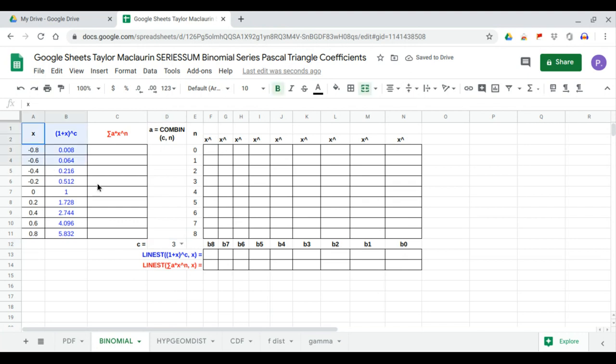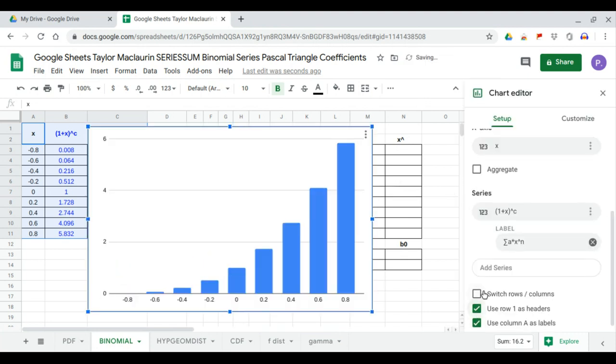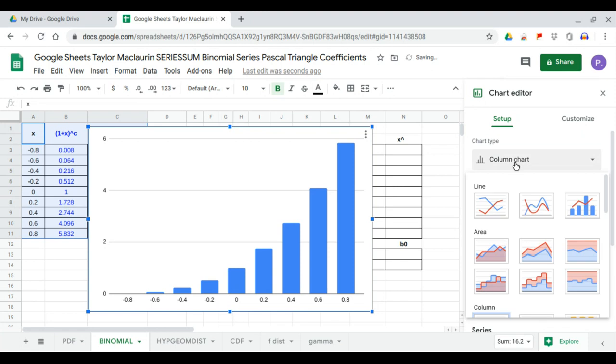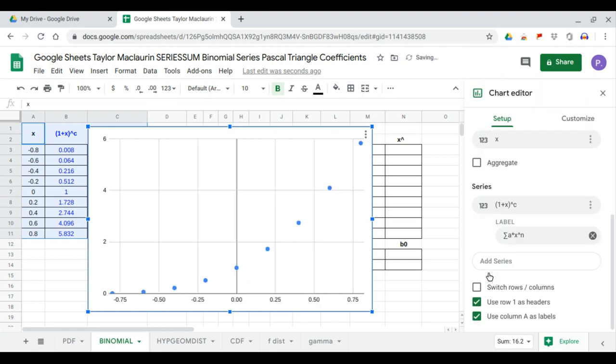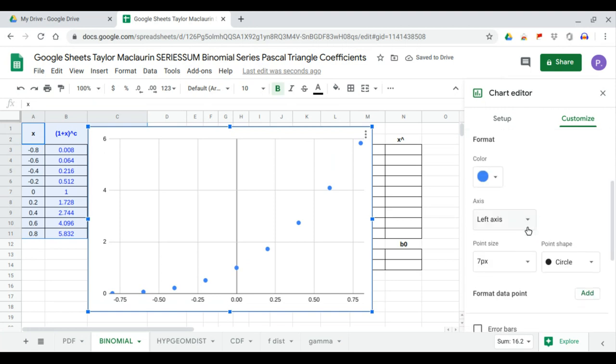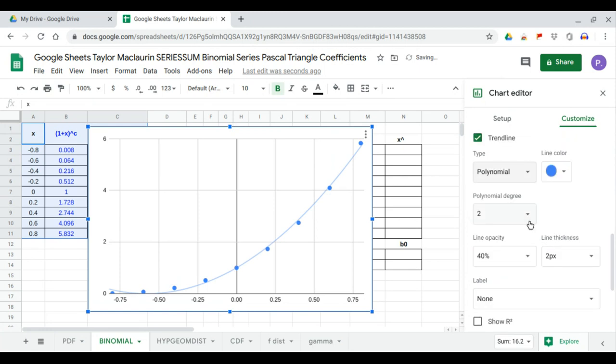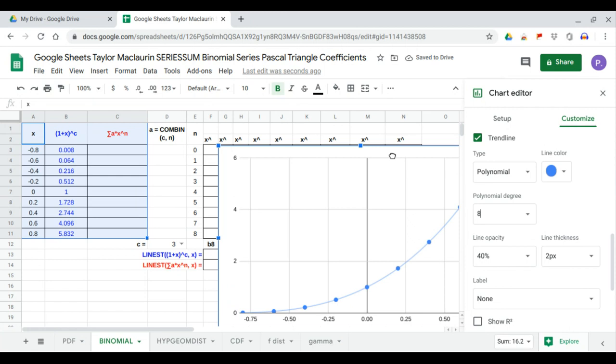So we'll chart this using scatter chart. Insert chart and generate the trend line. We use scatter chart. Our trend line will be polynomial raised to the power 8 because our maximum here is 8.